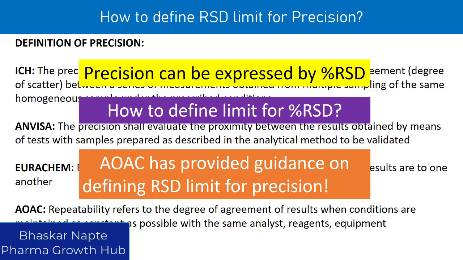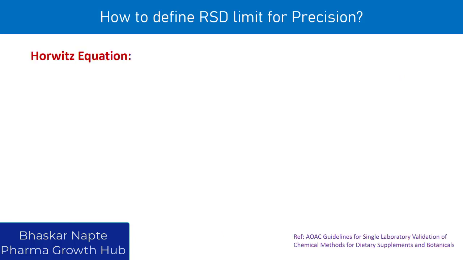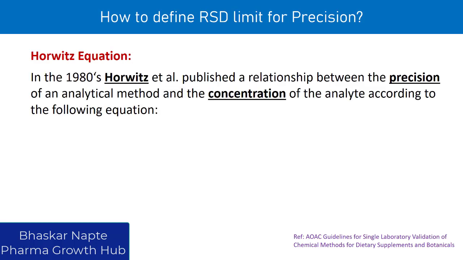So where does the reference come from? The reference comes from the Horwitz equation. Now this is the equation that we are going to discuss, which is going to help us in defining the RSD limit for the precision. So what is the Horwitz equation and what does it say? In the 1980s, Horwitz et al. published an equation which has the relationship between the precision of an analytical method and the concentration of your analyte. So what is that Horwitz equation, and here it is.